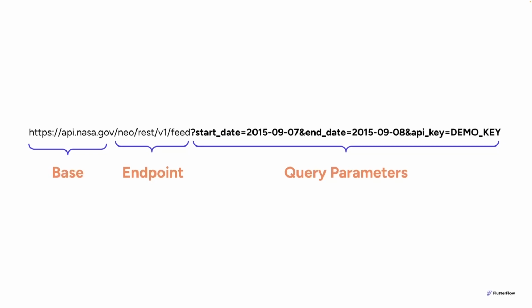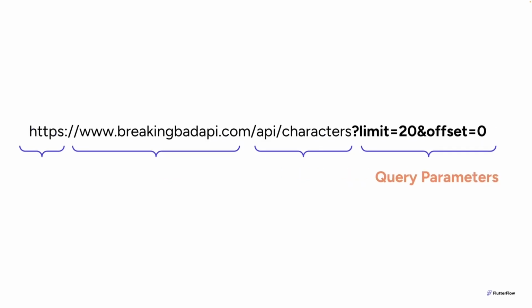Here, start date, end date, and API key are the query parameters passed to receive the specific data related to these parameters. Here's another example. This API call has two query parameters. The limit parameter specifies 20 items to load per page, and the offset specifies the number of items to skip. This is called offset-based pagination.